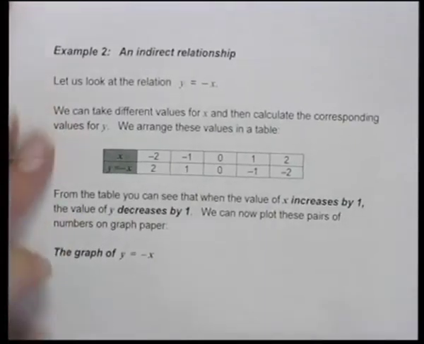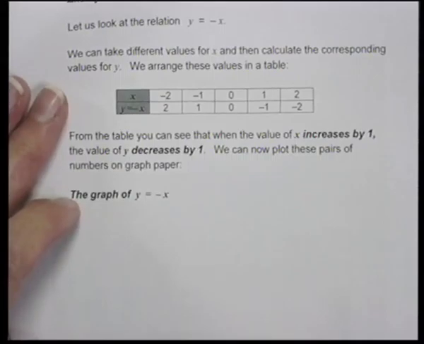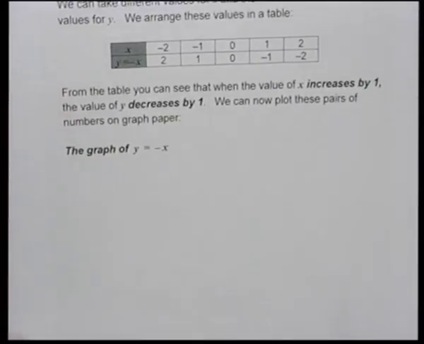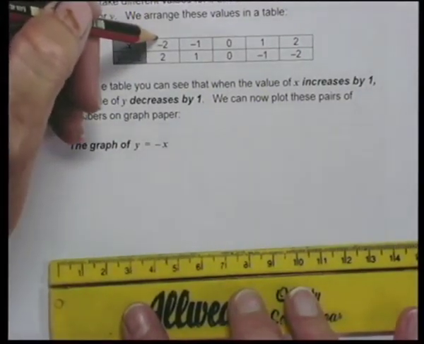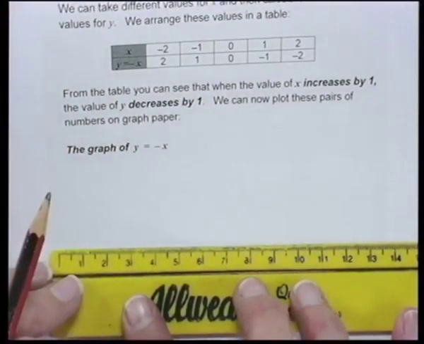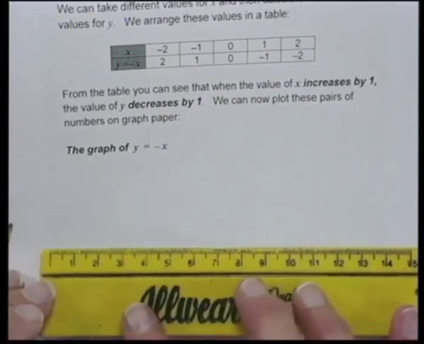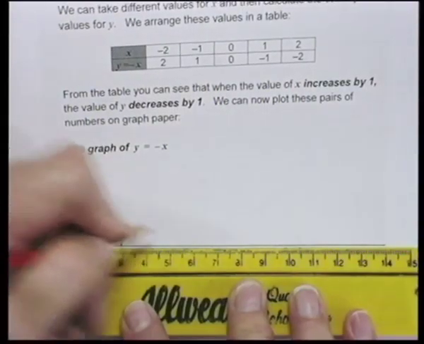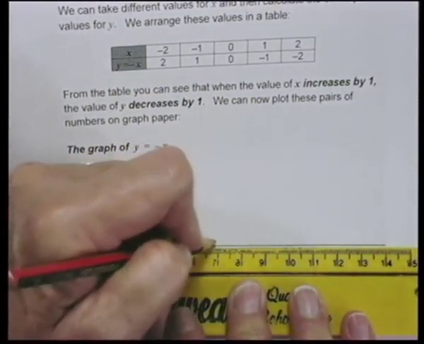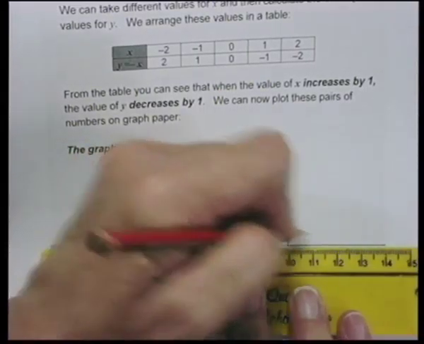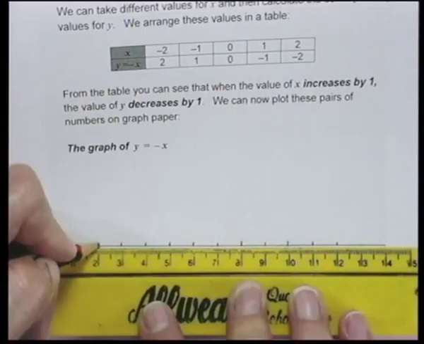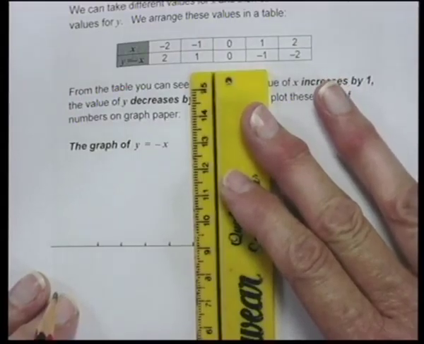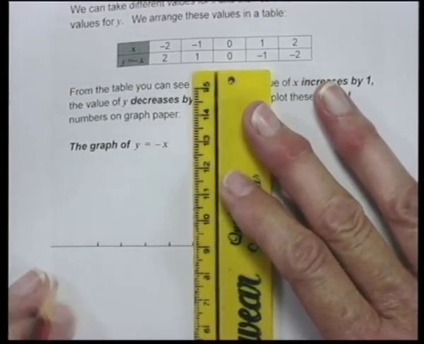And here we see an indirect relationship where x is equal to minus y. So let's try to plot this one. The x-axis must go from minus 2 up to 2. So let's see how I can work this out. All the spaces must be the same. Don't make it 2 and then 1 and then 2. They must be the same. From minus 2 up to 2, and the y-axis must also go from 2 up to minus 2.